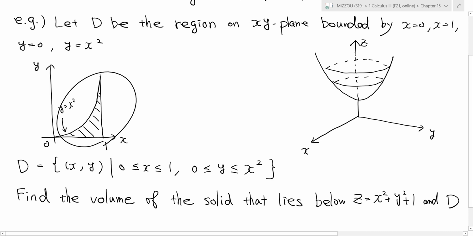And now D is the region which looks like this on the xy plane. So if you write it down here, it looks like this. This part, this is our D. And then the question is asking you to find the volume of the solid between the paraboloid and this region on the xy plane. So it looks like this. And then you just go up like this.